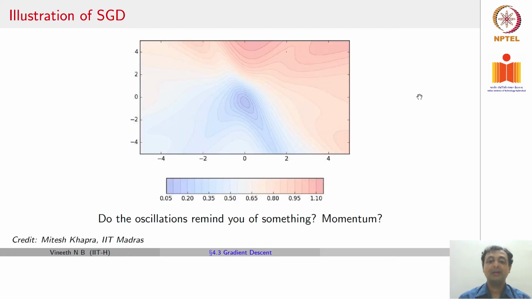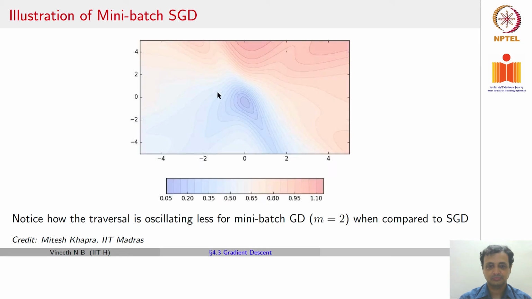Momentum maybe? Right. Momentum also had similar oscillations when it reached the minimum. Here is an illustration of mini-batch SGD. Once again, the same error surface. Let's see if batching the data points and computing the gradient helped us a little bit. You do see here the oscillations have mildly reduced for mini-batch SGD when compared to SGD.